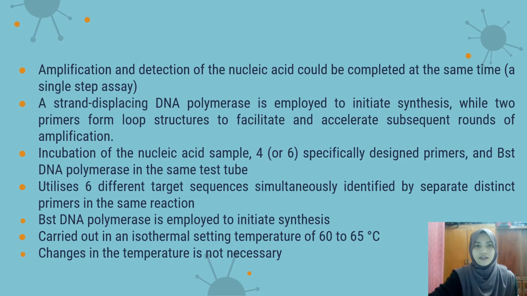The LAMP process involves the incubation of the nucleic acid sample, 4 or 6 specifically designed primers, and BST DNA polymerase in the same tube. Then it utilizes 6 different target sequences simultaneously identified by separate distinct primers in the same reaction. The function of BST DNA polymerase is to initiate the synthesis. It is carried out in an isothermal setting, at a temperature of 60 to 65 degrees Celsius. So changes in the temperature are not necessary.